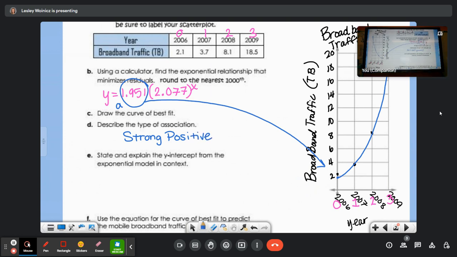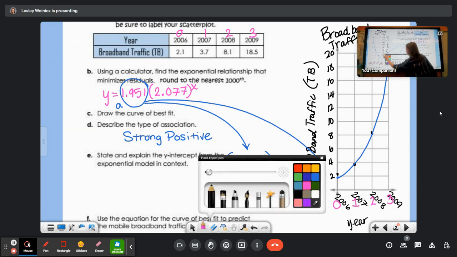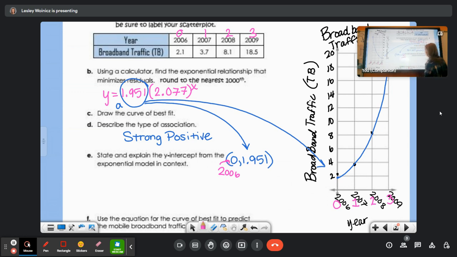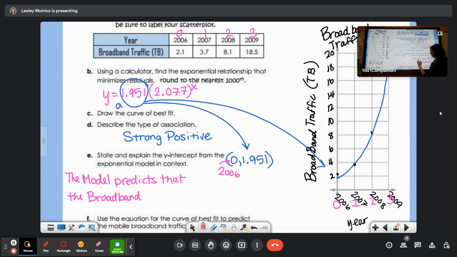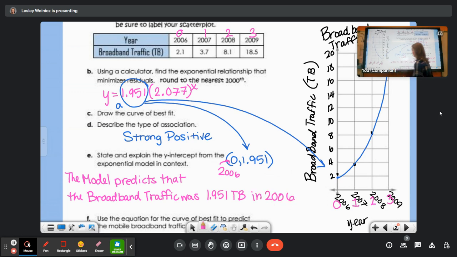Okay, from the exponential model, the y-intercept would be the point 0, 1.951. So year 0 is actually 2006, right? 2006. So the model predicts that the broadband traffic was 1.951 terabytes in 2006. That's it.